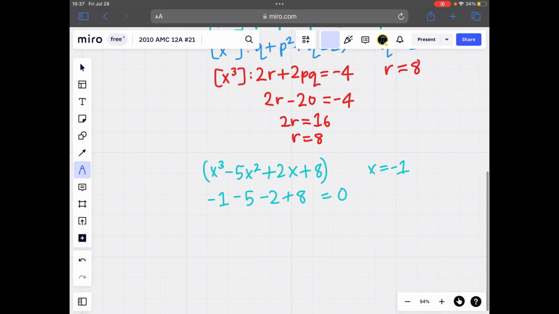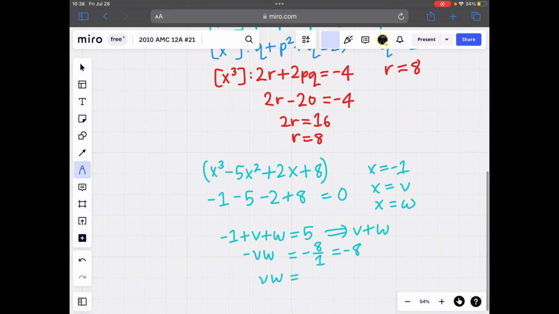Now, if we let the other two roots be v and w, then we can use Vieta's formulas to find v and w. We know that the sum of the roots is equal to minus b over a for cubic polynomials. So -1 plus v plus w is just minus b over a, and that's equal to 5. So we have v plus w is equal to 6. And then the product of the roots is equal to minus d over a. So minus vw equals minus 8 over 1, which is -8.